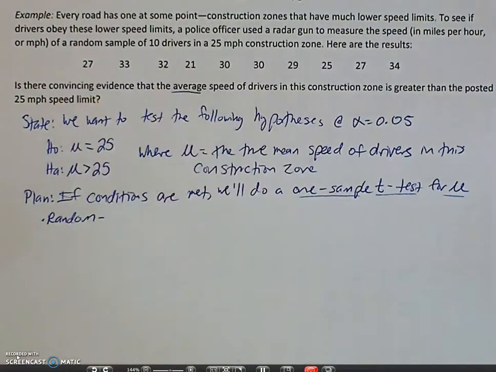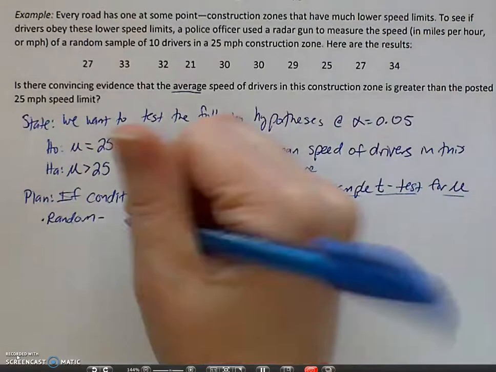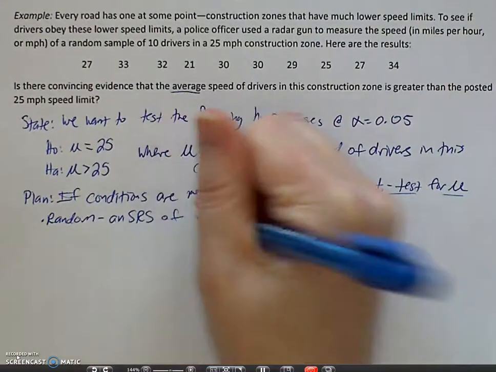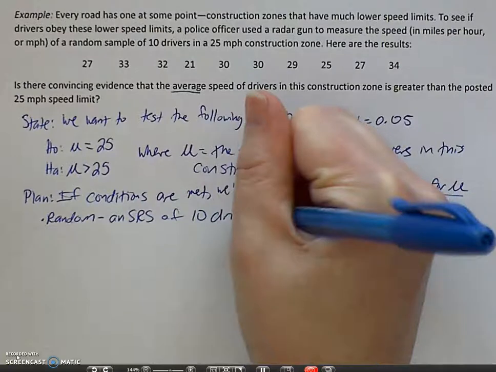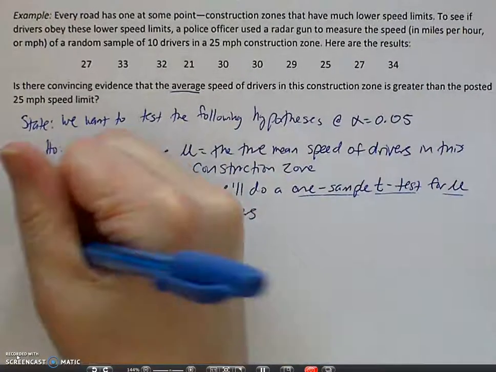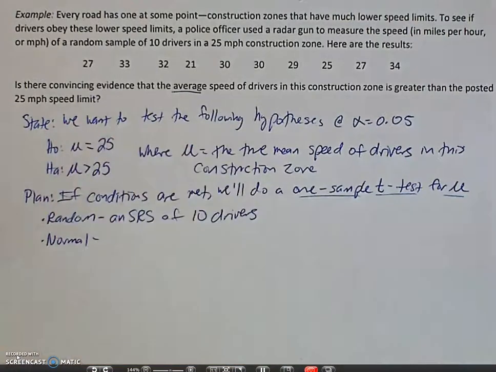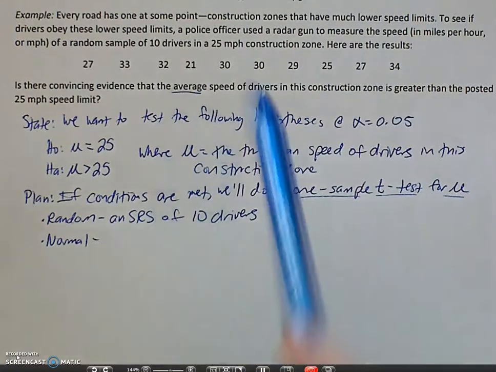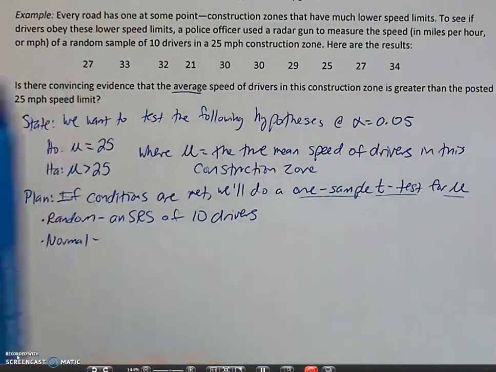In our random condition, let's see, what did it say in the problem? Took a simple random sample of 10 drivers. So that condition is met. Normal. When we're testing for normality for means, we have to look at the problem and see if it told us that the population was normally distributed. Doesn't say that anywhere. So then we have to look at the sample size. This is a small sample size, guys. It's only 10. As long as it's greater than or equal to 30, we can assume normality, no problem.